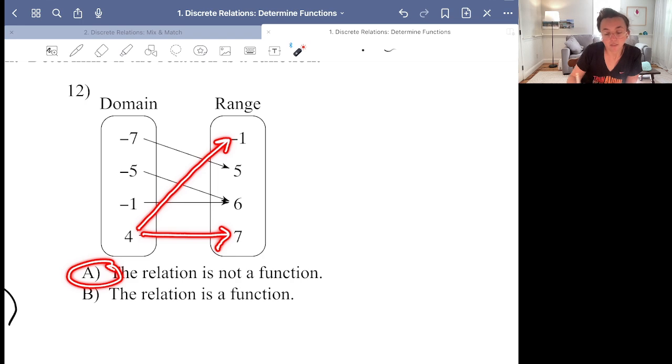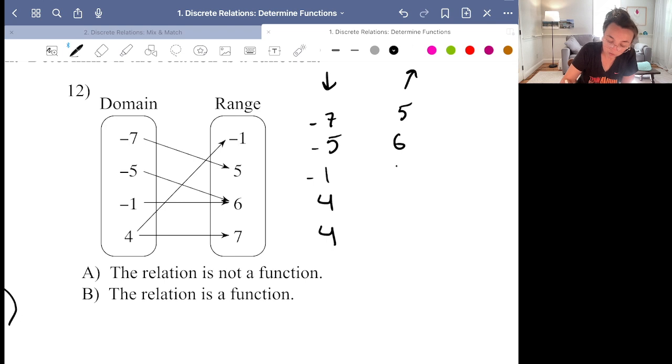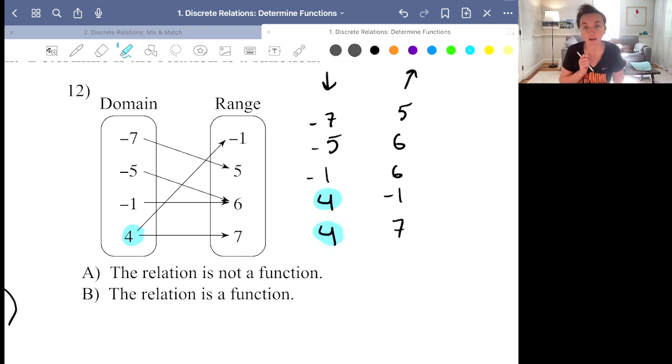All right, does that make sense? So this is showing us, if you want to rewrite it, I'll show you. -7, -5, -1. So input, and that's the output. Over here, we're going to have -7 goes to 5, -5 goes to 6, -1 goes to 6, 4 goes to -1 and 7. Okay, that's essentially what that's representing. So we can't have that, and so that is not a function because of the 4.